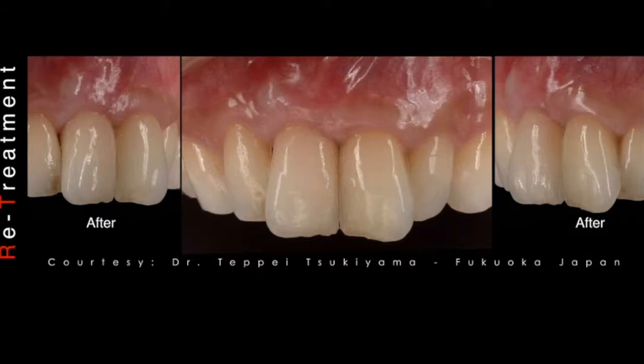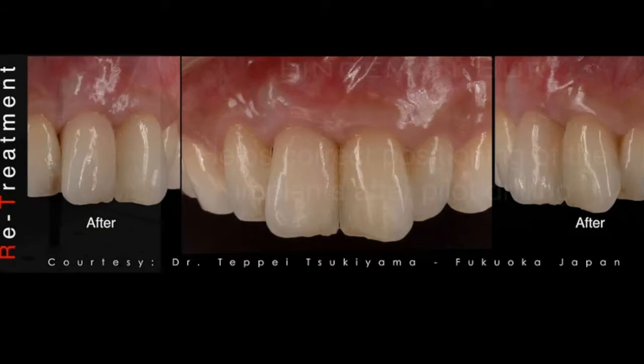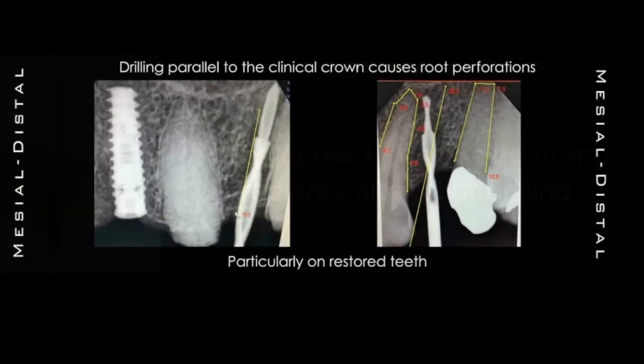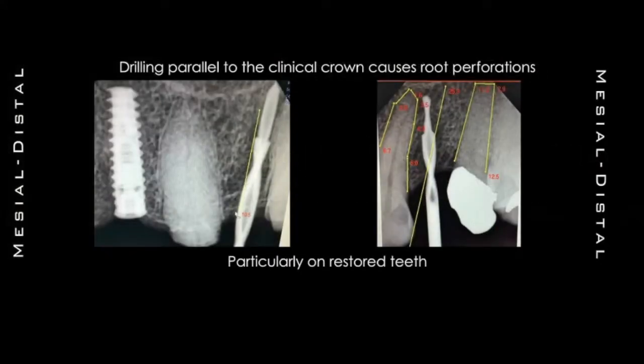Now let's talk about how to correct our mistakes as they are happening, as long as we acknowledge that they're happening. And that correction has to be done through the drilling sequences. One of the burs that's actually very important to use is called the Lindemann bur. This bur is a side cutting bur that helps to correct the positioning of the implants after the pilot drilling. And what that means for us is like this example.